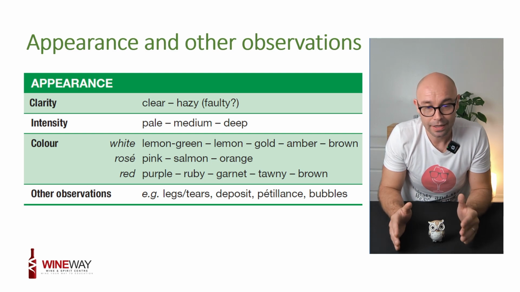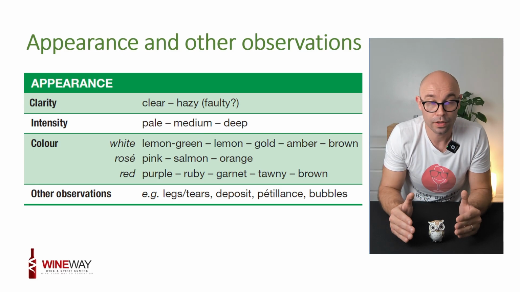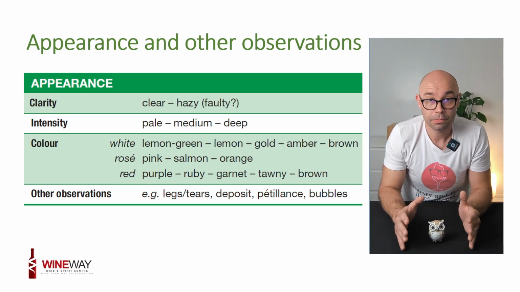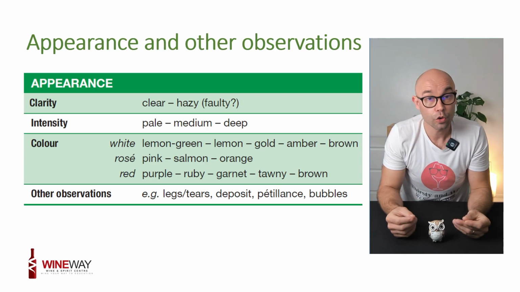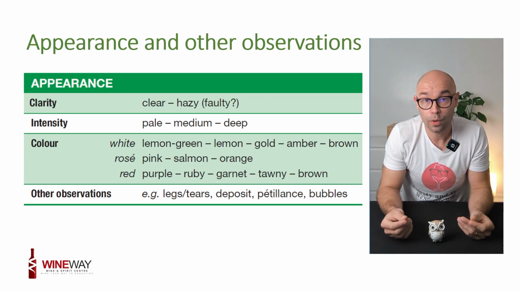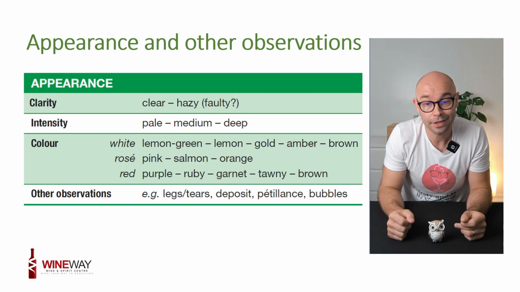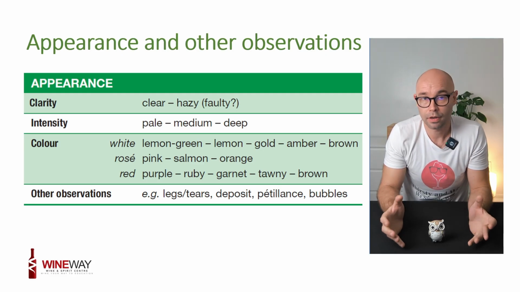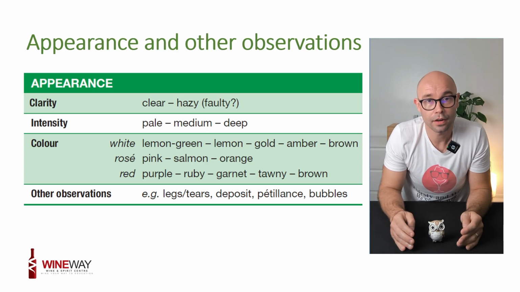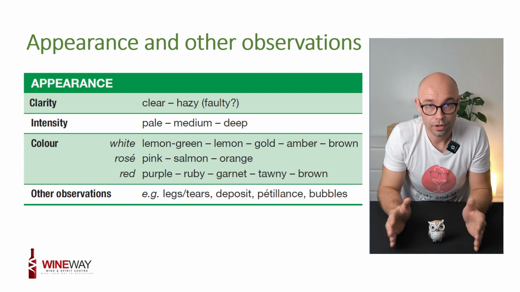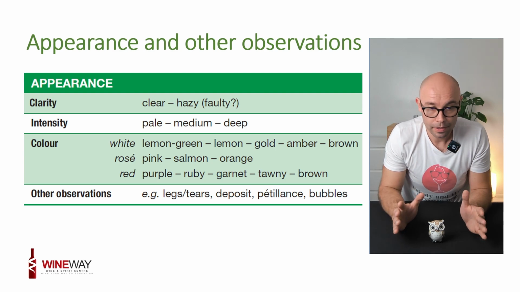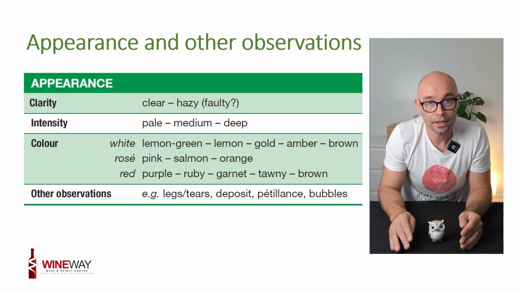Other observations like legs, tears, deposit, petulance, bubbles. Again, you're not going to get a wine with deposit. I'll explain what legs and tears indicate in a wine. You might have during the course some wines that have petulance, a little bit of CO2, and bubbles are mostly for sparkling wines. But again, you're not going to get a point on other observations. The points are just for the intensity and the color.